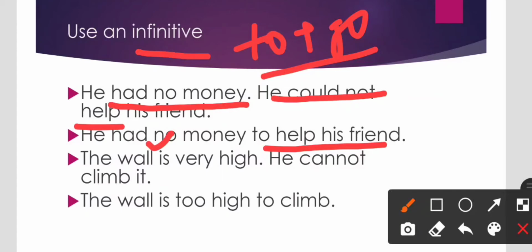The wall is very high. He cannot climb it. The wall is too high to climb. To climb is an infinitive and too is an adverb. So too is used with to. So the wall is too high to climb.